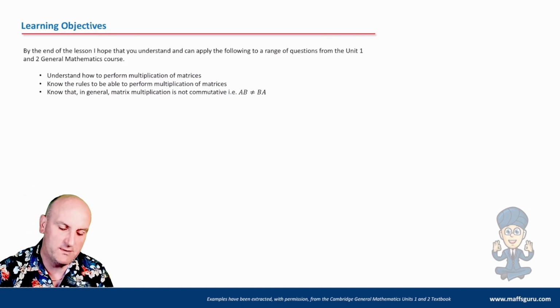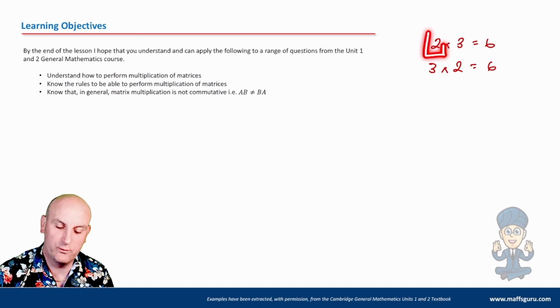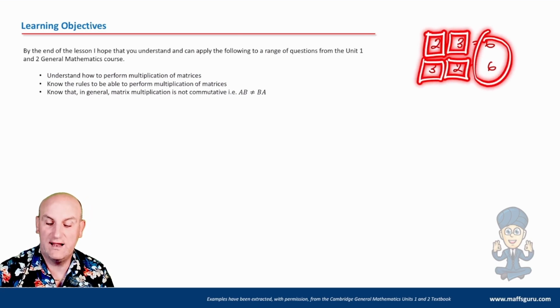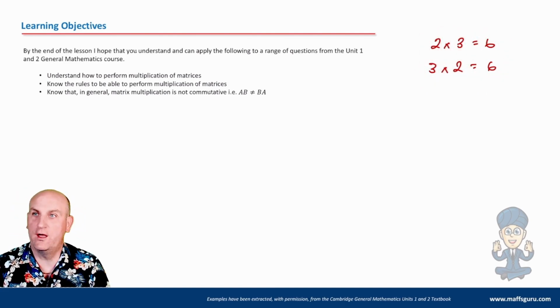Now, what I mean by that is basically in the real world, if I was to do 2 times 3, it would be 6, wouldn't it? And what would 3 times 2 be? It would be 6. What we've noticed here is we've just swapped the order of the numbers, but the values of my answers came out exactly the same. So that suggests that with matrices, you can't do that, or generally speaking, it's not going to be the same.